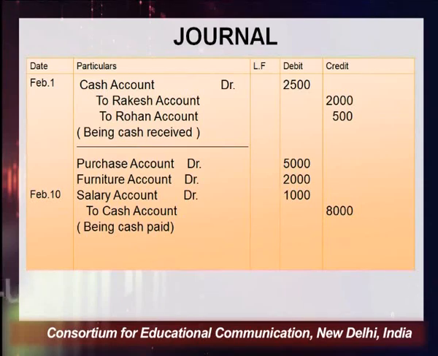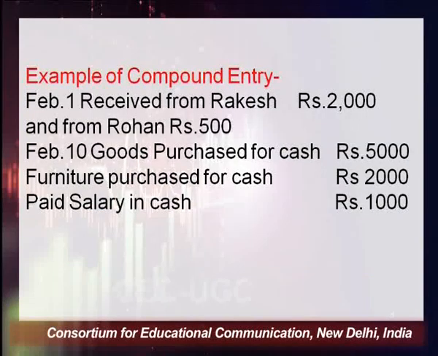So what we have done in this particular journal entry, we have not passed two different journal entries for the cash. We have not passed the entry cash account debit to Rakesh account and cash account debit to Rohan account. We have passed a single entry and this entry is known as a compound entry, or you can also say combined entry. Let's take one more example.